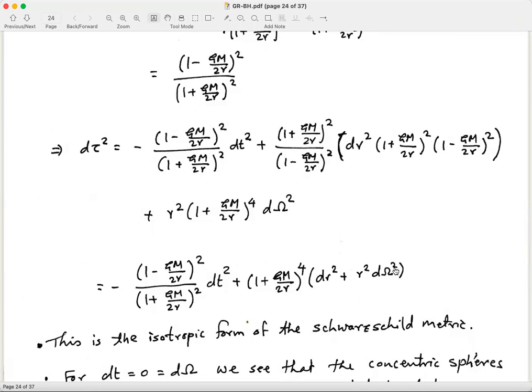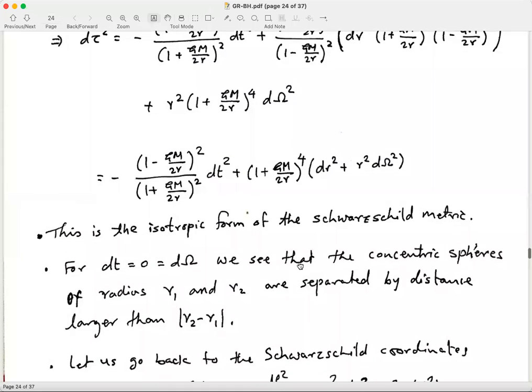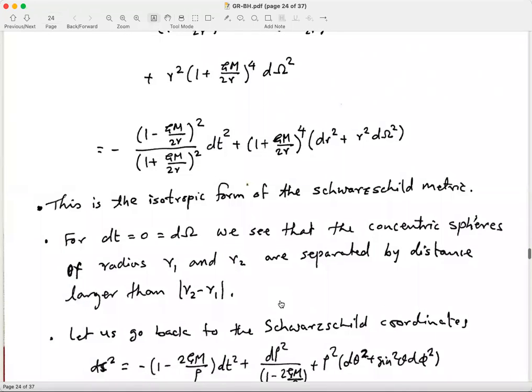Now the reason why this makes it pronounced is the following: if you set dt equals 0, then you can see that for the concentric spheres that you're looking at, the radius difference dr is given by the factor (1 plus GM upon 2r) to the fourth. So clearly the distance between concentric spheres with radius r1 and r2 is much more than just the modulus of r2 minus r1.